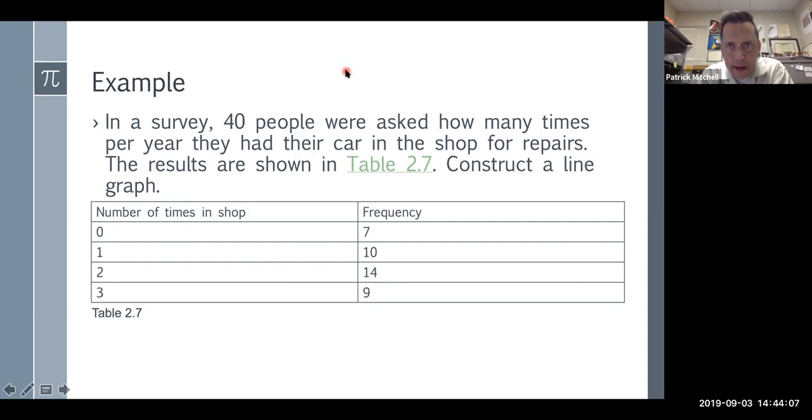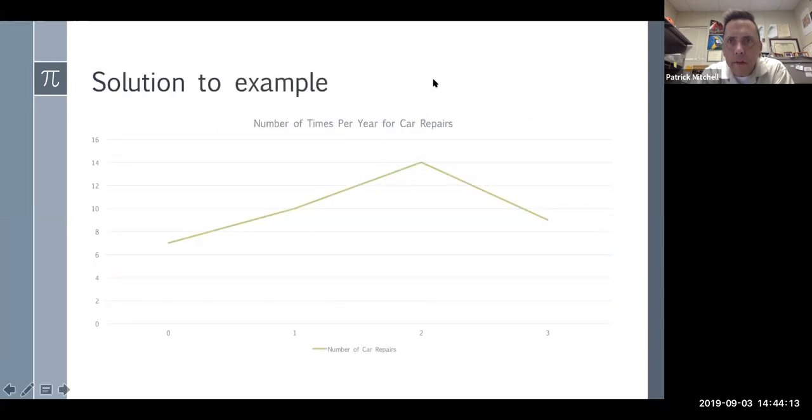I made it using Excel, and it looks something like this. So along the bottom, you see I have my axis labeled. Number of car repairs is either 0, 1, 2, or 3. Here are the 7 people who said that they never had to have their car in the shop, going up from the 0. There were 10 people that said they had to have it in once. 14 people said they had to have it in twice, and 9 people said they had to have it in 3 times. So that's a line graph.